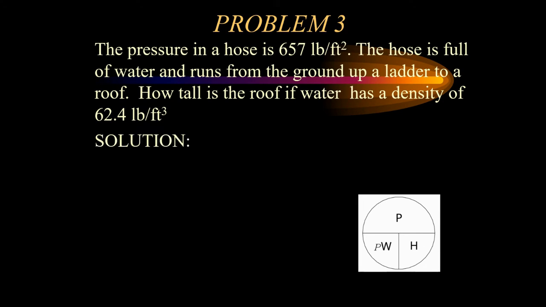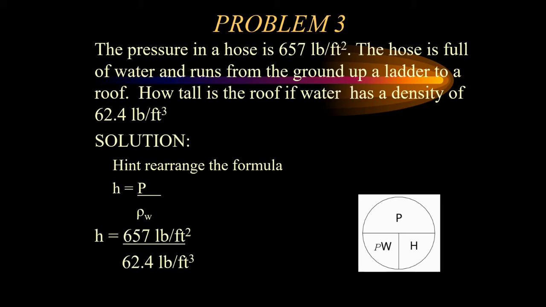So our solution is going to be a hint to rearrange that formula so that H equals P divided by funky PW. That is true. We know pressure and we also know the weight density of the water. So knowing that, we can plug our numbers in so that we see that we have our pressure on top of our weight density. When we do that division, we find out that our roof is 10.5 feet tall. So all we did there was rearrange the formula to solve for one of our unknowns.